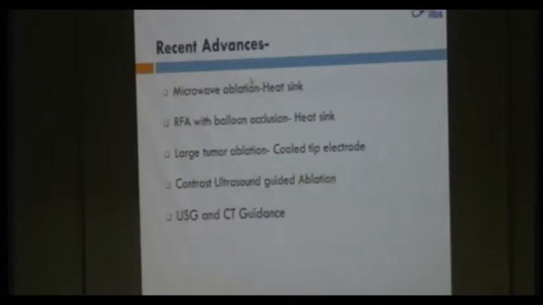So we require some modification of our technique, or so-called recent advances, to take care of these limitations, like microablation or RFA with balloon occlusion to take care of the heat sink effect because of nearby vessels. If we require large tumor ablation, then we may require a cool tip electrode. If the lesion is not well visualized on ultrasound, we may require contrast ultrasound or CT guidance to accurately place the electrode.